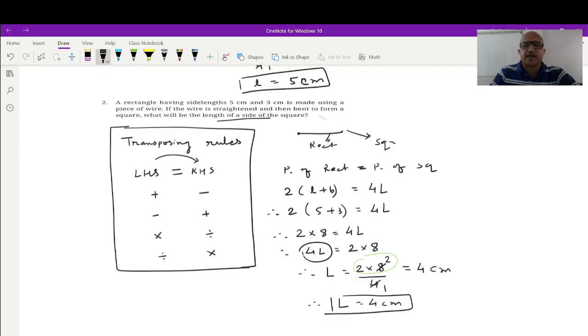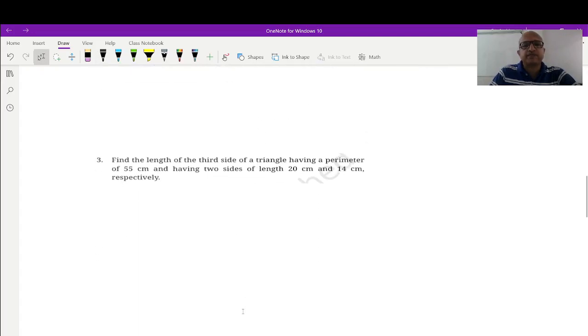Right? That is what is asked. Very easy if you understand this concept, right? This concept that the perimeter of the rectangle as well as the square is the same. This is important because the same length of wire is utilized. Let us go for the next question.